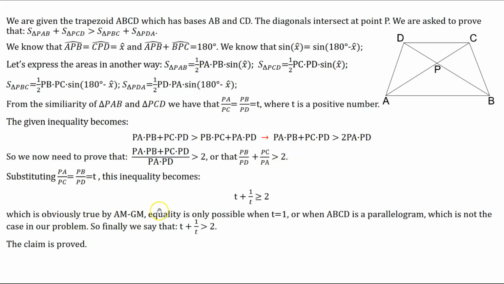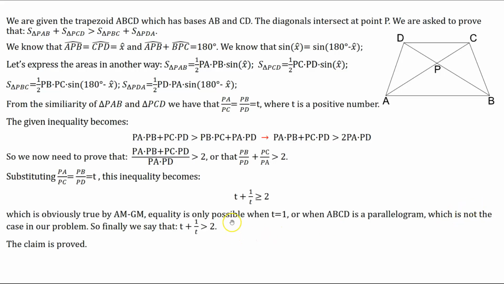But we know by AM-GM, given that T is a positive real number, that T plus 1 divided by T is greater than or equal to 2. Now, what we want to prove is that we cannot reach equality in this case. Equality for this simple inequality is only reached when T is equal to 1. But when T is equal to 1, ABCD should be a parallelogram, and the diagonals intersect and bisect each other at the intersection point, which is not our case because ABCD is a trapezoid and is not a parallelogram. So the equality cannot be reached.